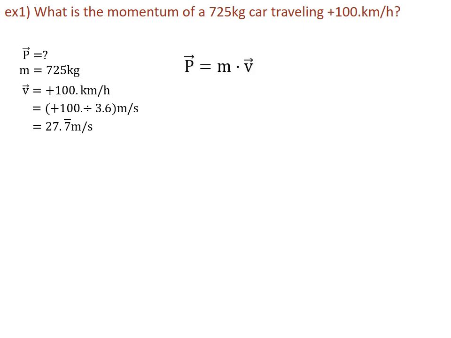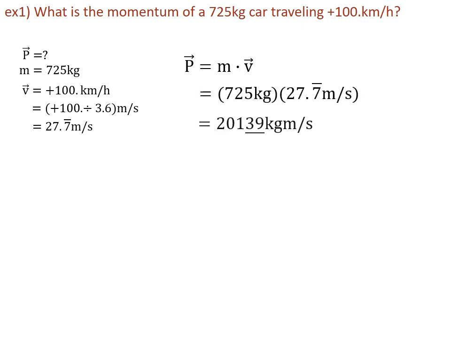Momentum equals mass times velocity. I can sub in mass and velocity, and that gives me 20,139 kilogram meters per second, which corrected to three significant figures is 20,100 kilogram meters per second.